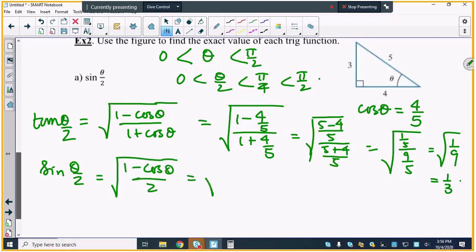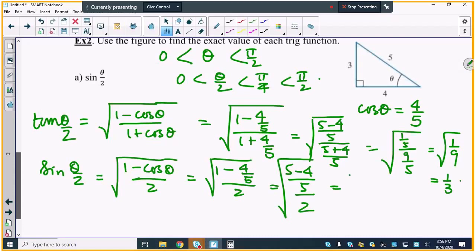And I have the premise to the problem. I know the values. It's (1 minus 4/5) over 2. So (5 minus 4)/5 over 2, all under a square root, which is 1/5 over 2 over 1. So 1/5 times 1/2, and that is the square root of 1/10.